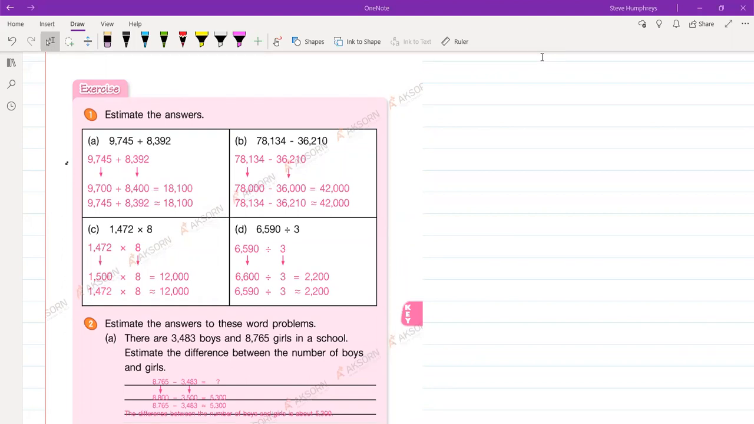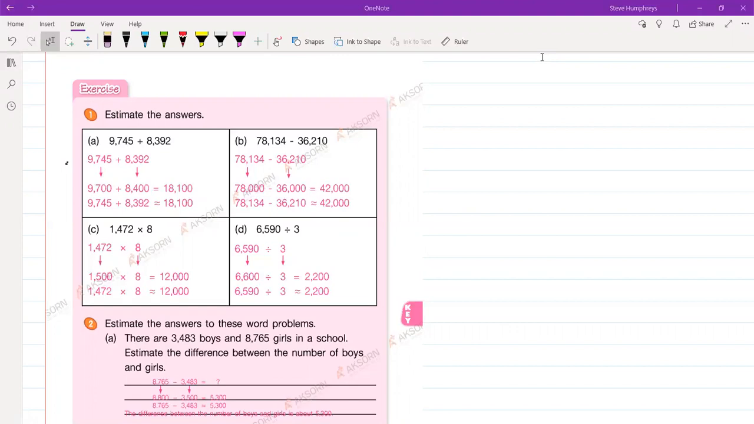We're doing maths again today. This is lesson 3 in week 3. We're looking at estimating numbers. Remember, estimation is like a guess. It's not an exact number. You estimate to get a rough answer near the actual answer.